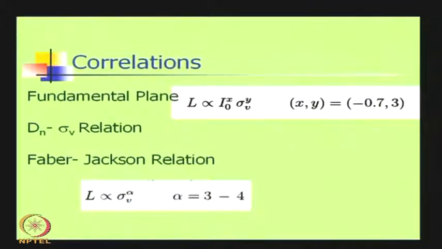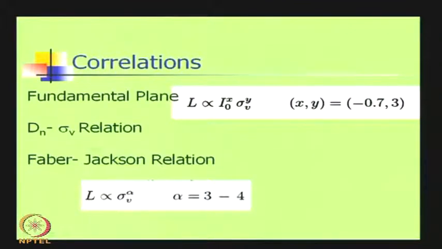So, the galaxies lie in a plane in this space of luminosity, central specific intensity, and sigma v. So, in principle, if you can measure the value of this central specific intensity and the velocity dispersion at the center, you can determine the luminosity, because galaxies all lie on a particular plane in this space of these 3 parameters. Okay. So, this is one possible thing that you could use.